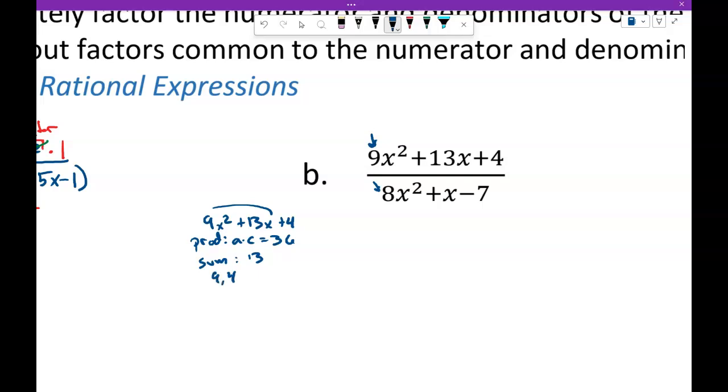Now recall that what we do now is we actually split our 13x into the two terms based on the numbers that we found. Now that we have 4 terms, we can factor by grouping, leaving us with 9x plus 4 and x plus 1.